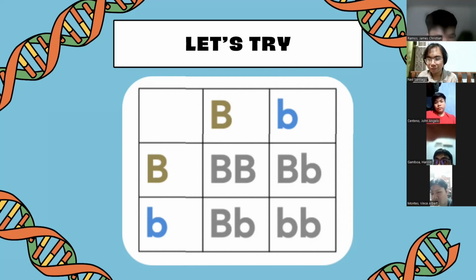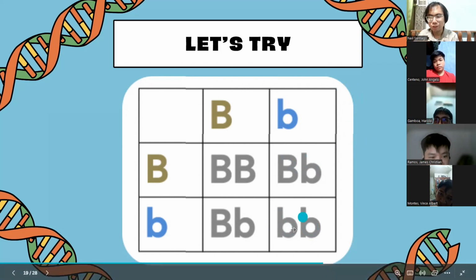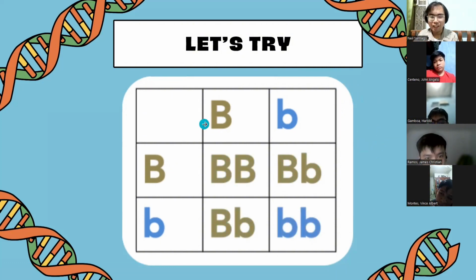Okay, Mr. Ramos. It will result in a child with brown eyes. That's correct. And Mr. Ramos, you should answer as well. What will be the color of this offspring? The result will be a child with blue eyes. Thank you very much. Everyone who answered is correct.